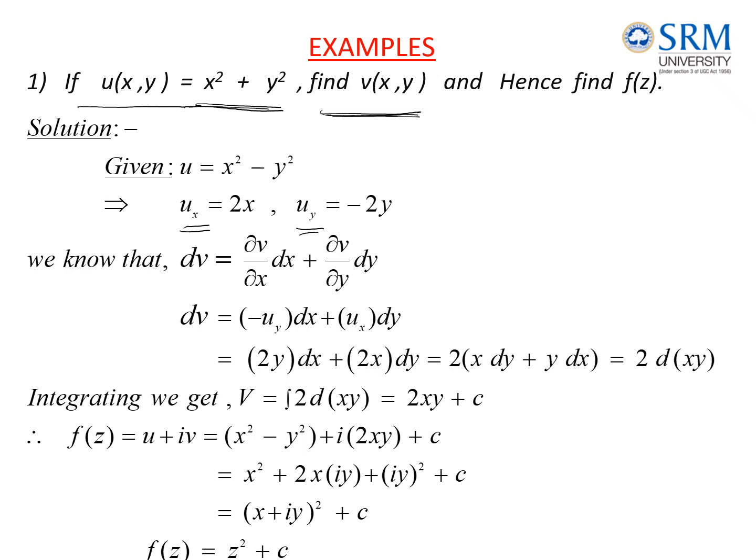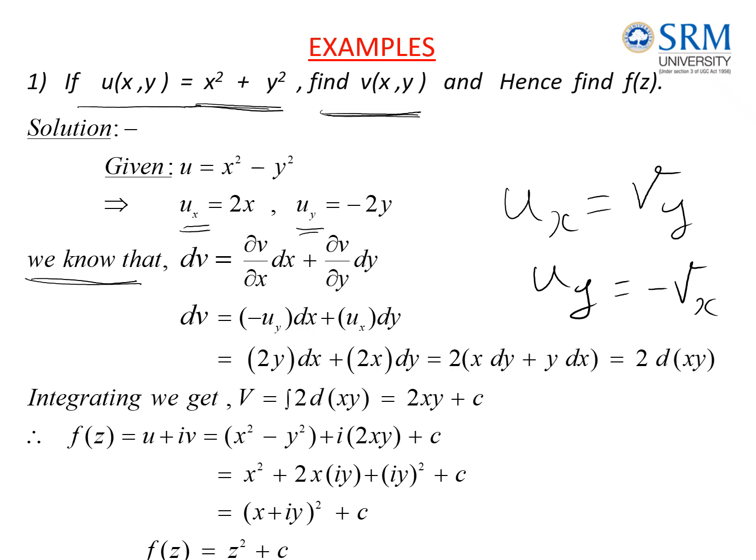If you differentiate u with respect to x, you will get 2x. Differentiate u with respect to y, you will get minus 2y. Then we need to take the total differential coefficient of v. Then using this statement, we can get dv. For that we need to rewrite dou v by dou x and dou v by dou y in terms of u's. By the CR equation, I can write ux equal to vy and uy equal to minus vx.